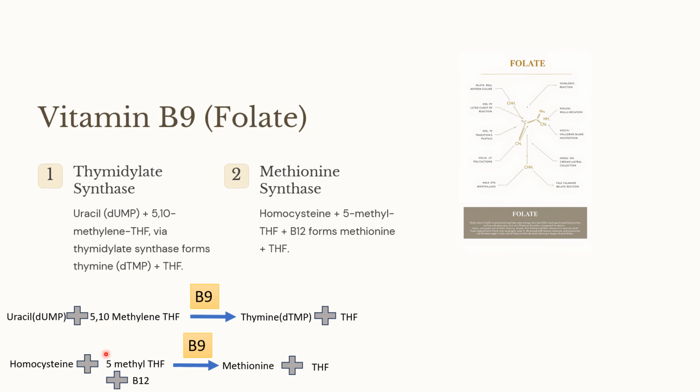Similarly, homocysteine can get converted to methionine. I have a separate video about homocystinuria. I will give you the link. You can brush up your knowledge on homocysteine. Homocysteine can get converted to methionine by transferring a methyl group to homocysteine. So homocysteine plus 5-methyl tetrahydrofolate and B12 can form methionine with tetrahydrofolate. For both the reactions, we need folate, but in the homocysteine reaction, in addition to B9 or the folate, we need B12 also. So this is very important.